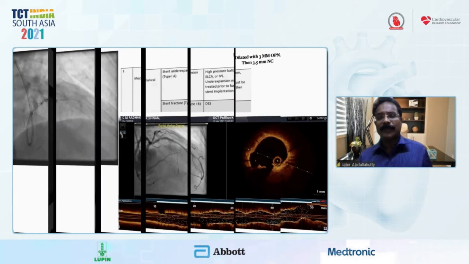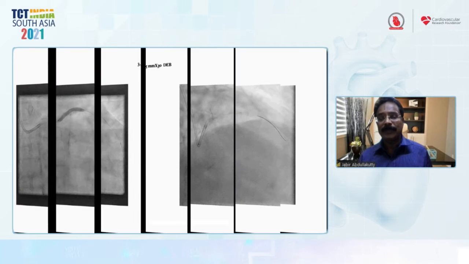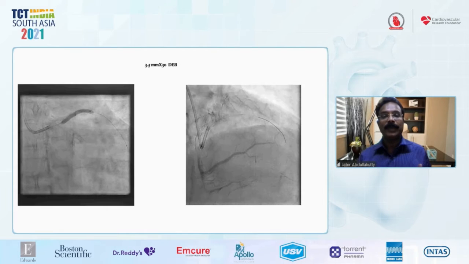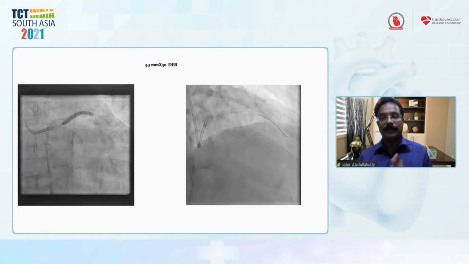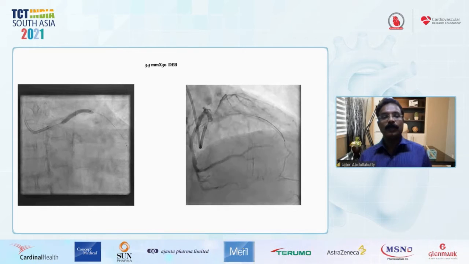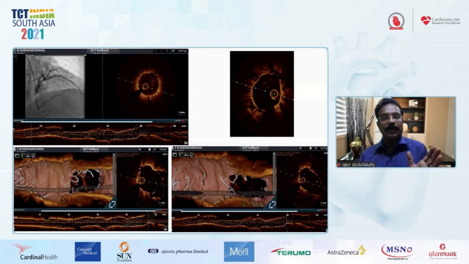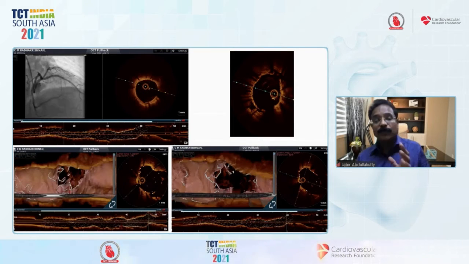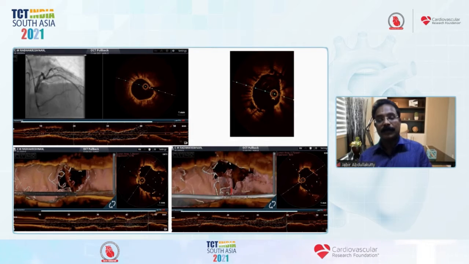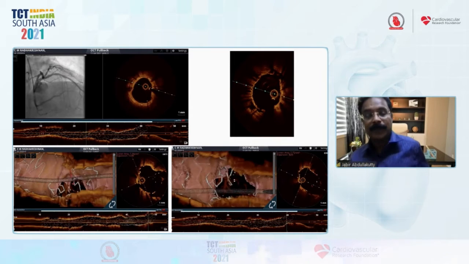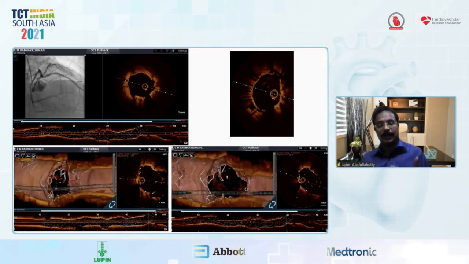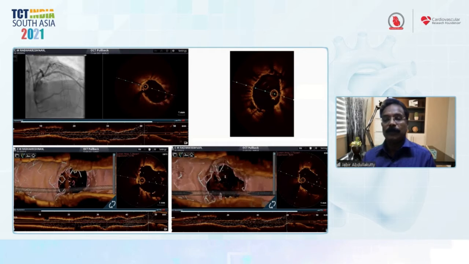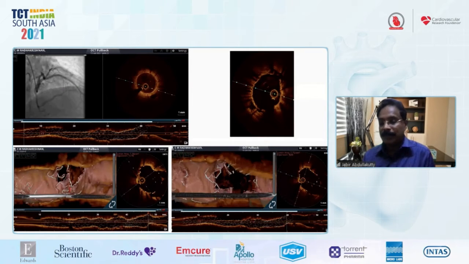After seeing the OCT, we thought there was no need for any further DES there. So we went ahead with a 3.5 millimeter drug-eluting balloon. And this is the final angiographic result with the OCT showing a decent expansion of the stent where it was previously under-expanded. There were a few struts which were overcrowded across the circumflex ostium. After the final high pressure balloon dilatation, you can see the struts were moved out of the circumflex ostium also. So it seems to be a decent result.